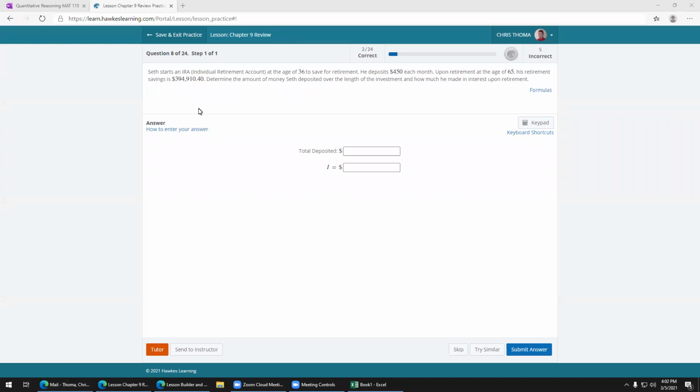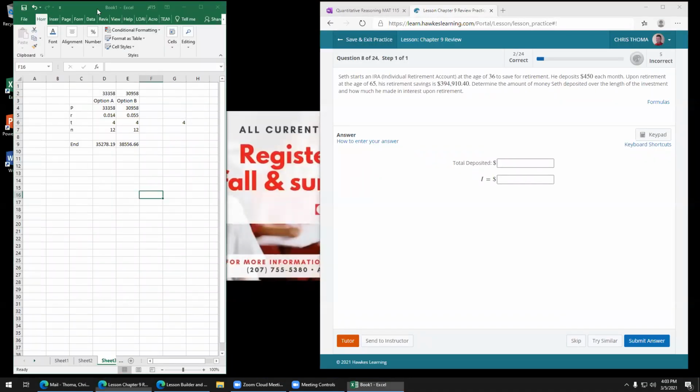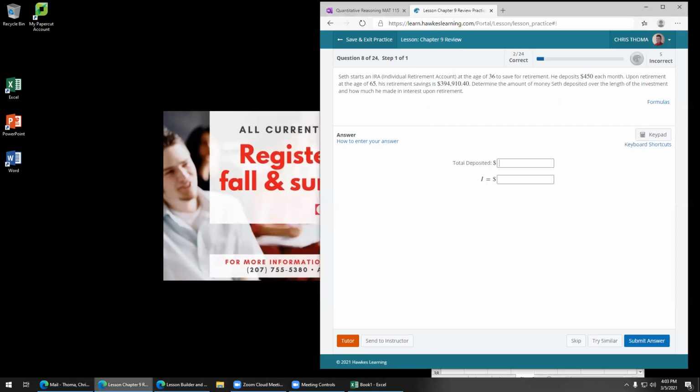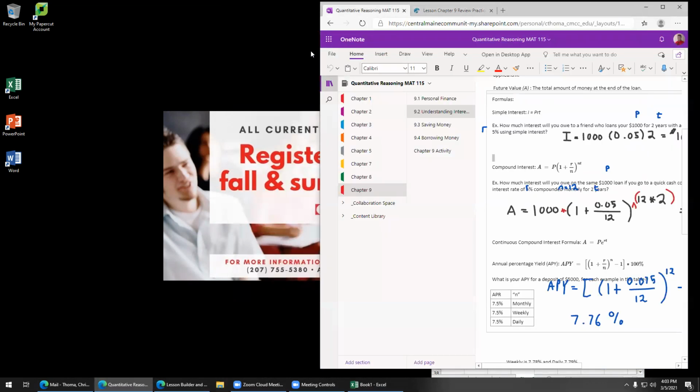All right, so for this one, we're going to start an IRA again at the age of 36. So this one's very similar to the last one, but we know how much the end's at, right? So again, my things got put into the same window here because I got bumped out. Let's move this guy over here for now. Bring back up our notes. Everything got moved on. There we go.